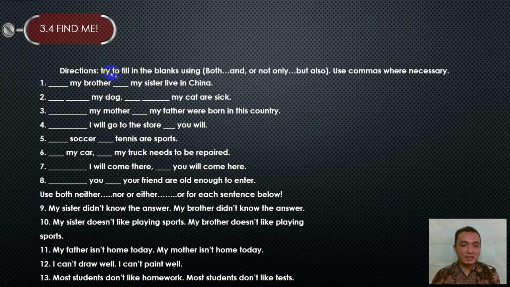The direction is to fill in the blanks using both and, or not only but also. Use commas where necessary. This direction is for number 1 to number 8. While for number 9 to number 13, use neither nor or either or for each sentence below. For example: my sister didn't know the answer, my brother didn't know the answer. So combine them into one sentence using correlative conjunction, neither nor or either or. That is the first assessment.